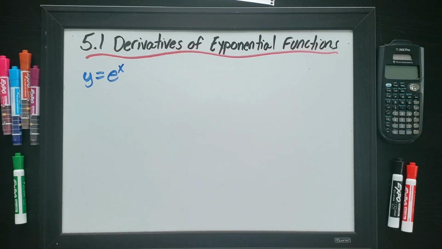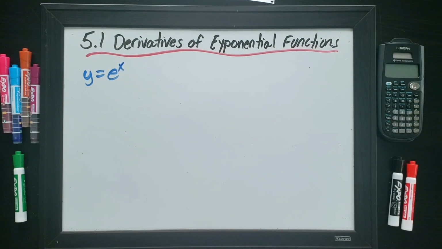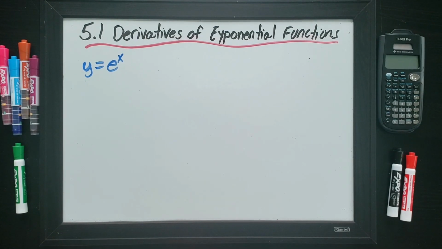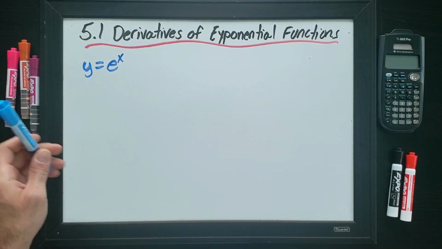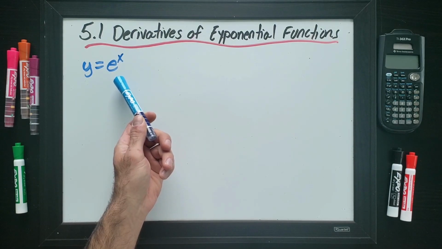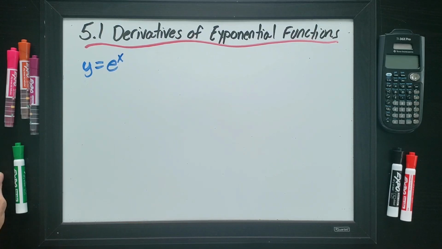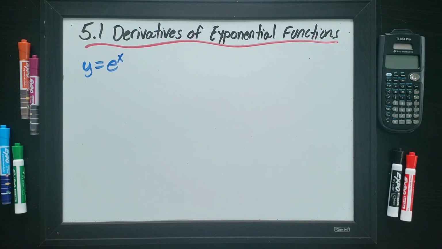Moving on to chapter 5, the first thing we're going to talk about is the derivatives of exponential functions. Then we're going to get into derivatives of trigonometric functions. Not too difficult. All right, so the first thing we're going to talk about is actually y equals e to the x, because you've probably seen this before, but you have no idea what this is. So I'll give you a quick explanation of e to the x.